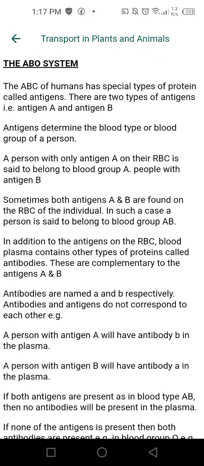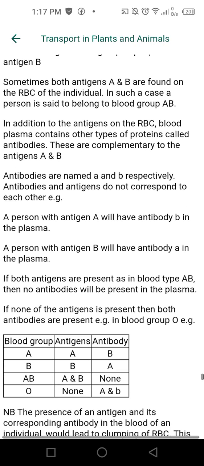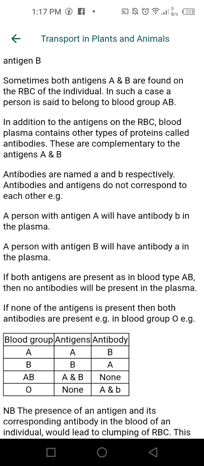If both antigens are present as in blood type AB, then no antibodies will be present in the plasma. If none of the antigens is present, then both antibodies are present, e.g. in blood group O. Blood group, antigens, antibodies: A, A, b; B, B, a; AB, A and B, none; O, none, a and b.